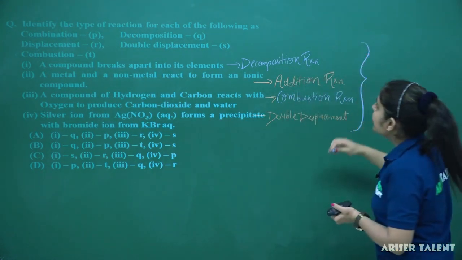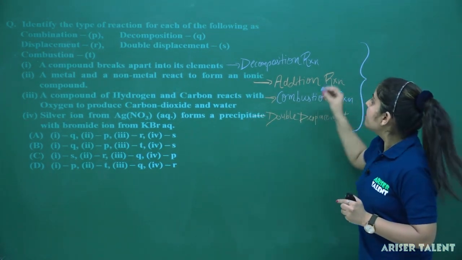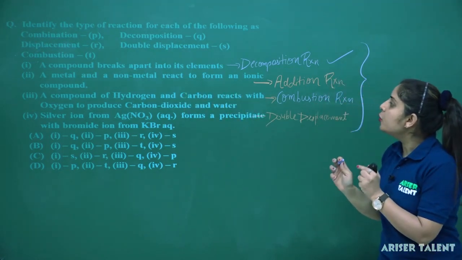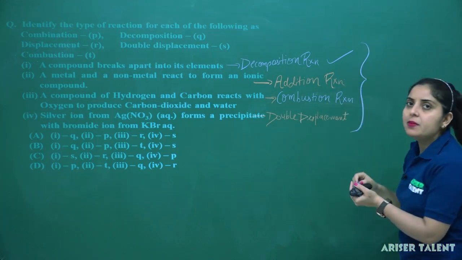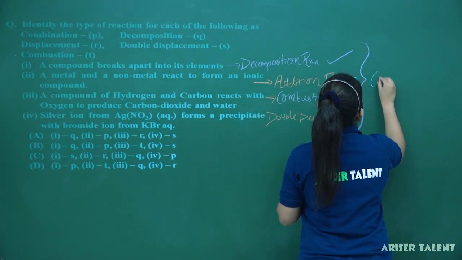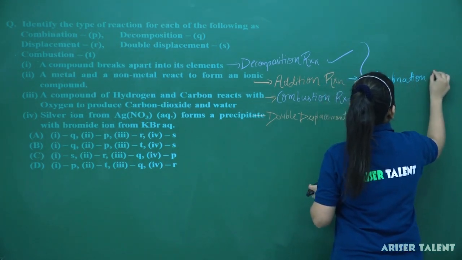So, what is happening in all four cases? A compound breaks. Breaks means there will be a decomposition reaction. Metal and non-metal are reacting to form the ionic compound. So, this is an addition reaction, and sometimes an addition reaction is also known as a combination reaction. So, we can also write here combination reaction.